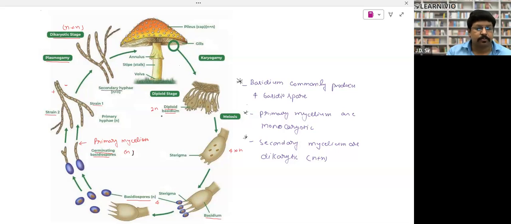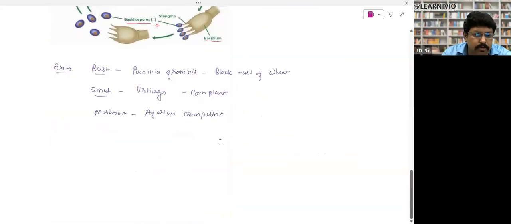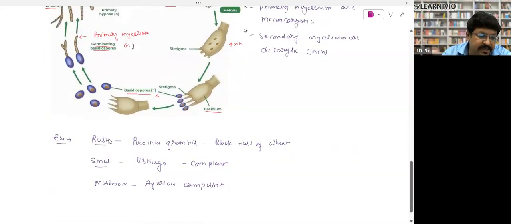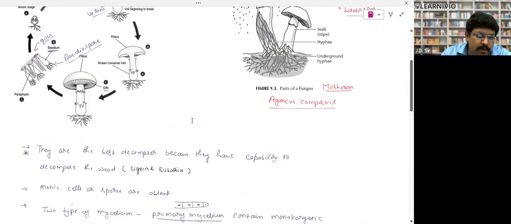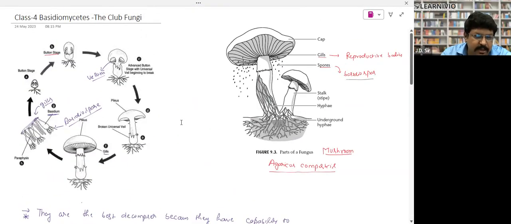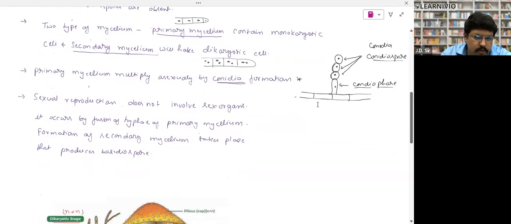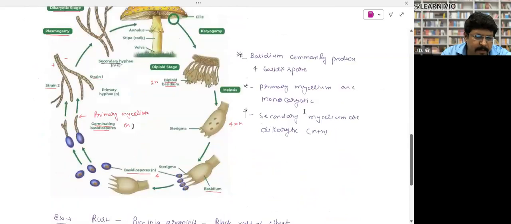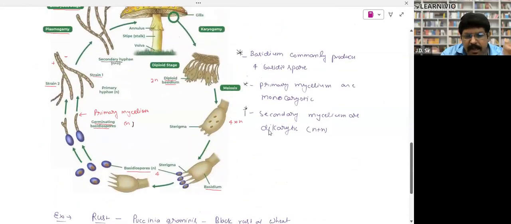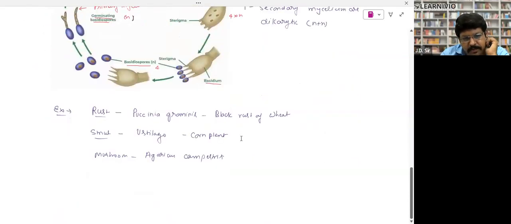Okay, one more thing. Examples. What is important? Primary mycelium is important, secondary mycelium is important, then conidiospore is important. Then every basidium has 4 basidiospores, that is important.